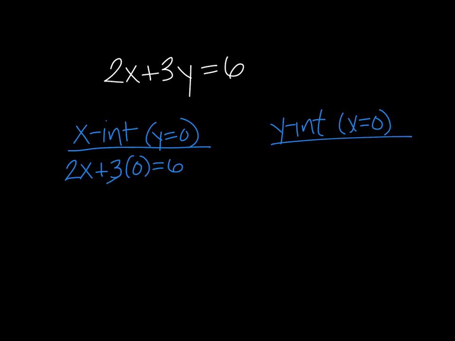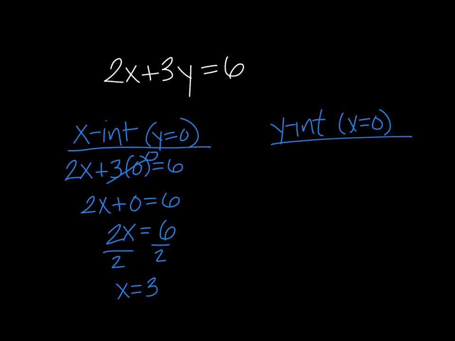So 3 times 0, that's going to be 0. So now I get 2x plus 0 equals 6. Well, 2x plus 0, that's just 2x, right? Plus 0 doesn't do anything. Divide by 2 on both sides, so x equals 3. And then we got to write it as coordinates. So x is 3, y is 0. That's our x-intercept. Of course, I'm trying to graph this, so I'll get back to that in a little bit.